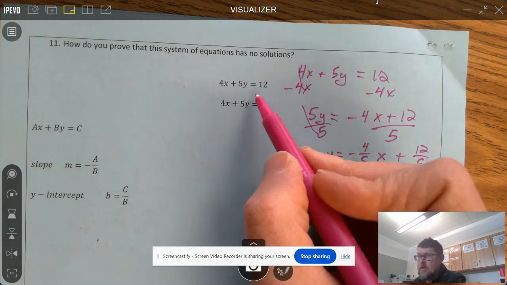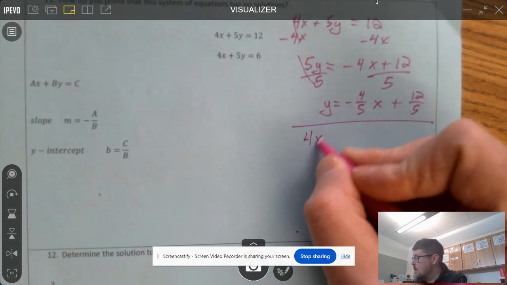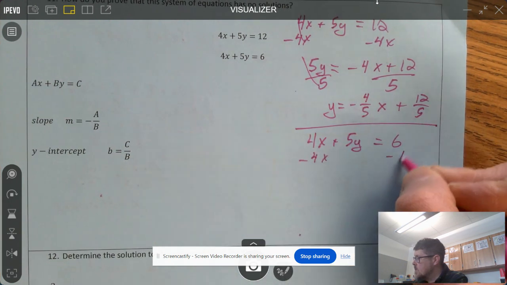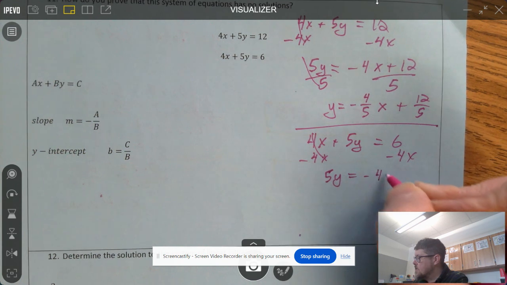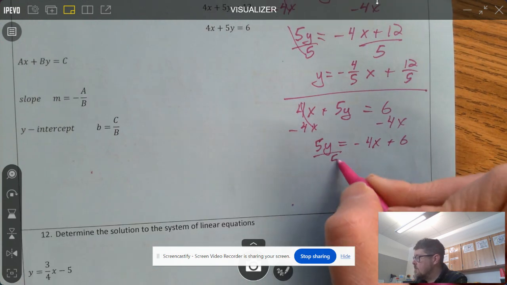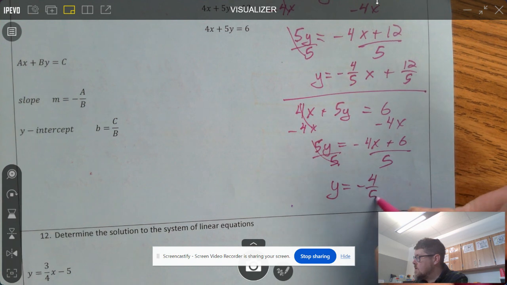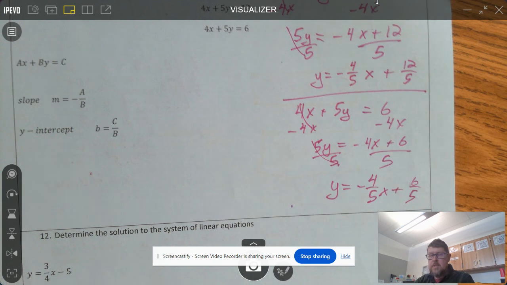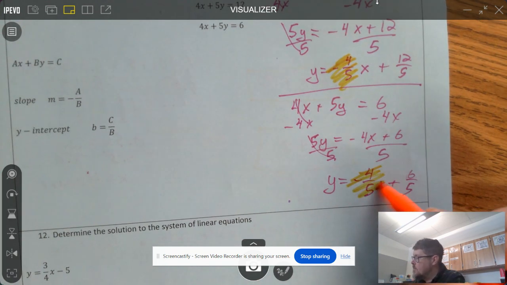Hopefully you are looking at these equations and kind of seeing what's the same about them, right? And kind of anticipating what's going to happen. Okay, but I do the same thing here. I subtract that 4x. I end up with 5y equals negative 4x plus 6. This should look very familiar from the last problem. I divide by 5, and I end up with y equals negative 4/5 x plus 6/5. Now, what I see here is that I have the same slope right here, but different y-intercepts, right?